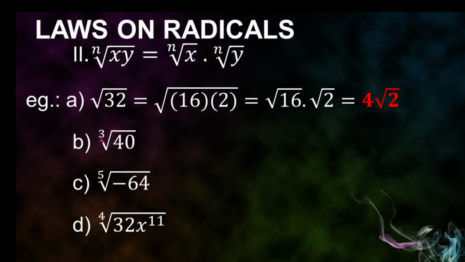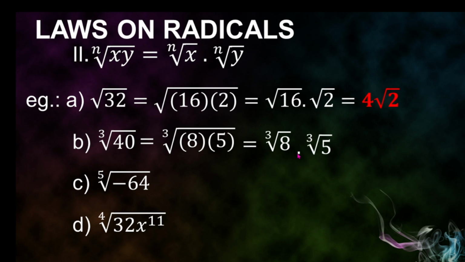Next, we have the cube root of 40. Since our index is 3, we need to identify the factor of 40 which is a perfect cube. And in this case, the cube root of 40 would be equal to the cube root of 8 times 5, since the perfect cube factor of 40 is 8. So therefore, we have the cube root of 8 times the cube root of 5. So we simplify the cube root of 8, so that is equal to 2, and copy the cube root of 5.